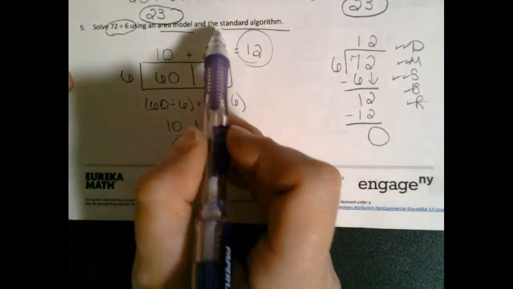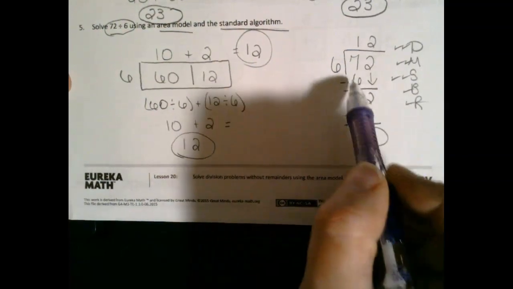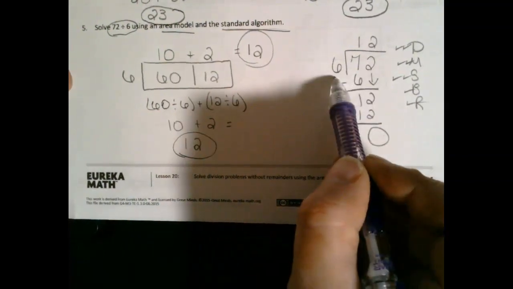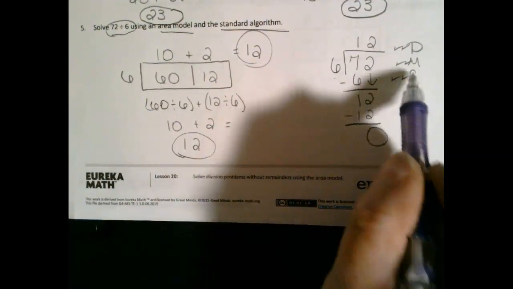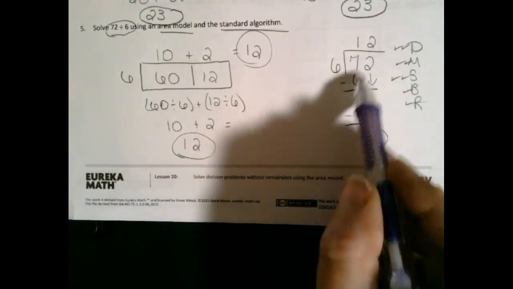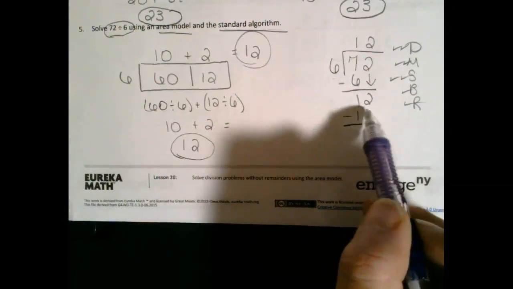Now, this also asked me to solve this using the standard algorithm. So 72 divided by 6, I could divide my 7 by 6, and that would be 1. And then I multiplied. 1 times 6 was 6. I subtracted. 7 minus 6 was 1. And then I brought down my 2 ones. So I had 12 ones. So 12 divided by 6.